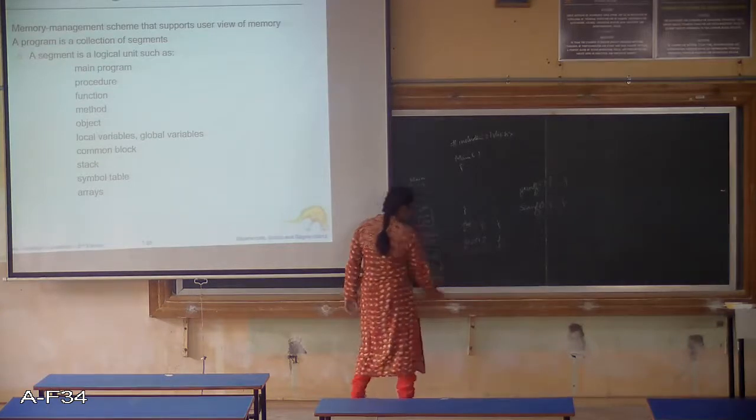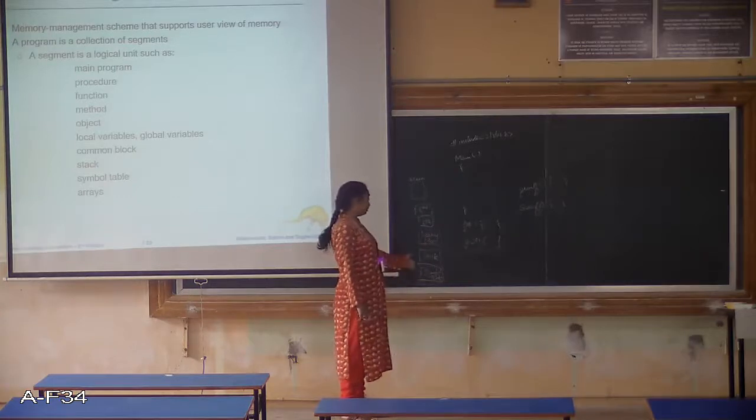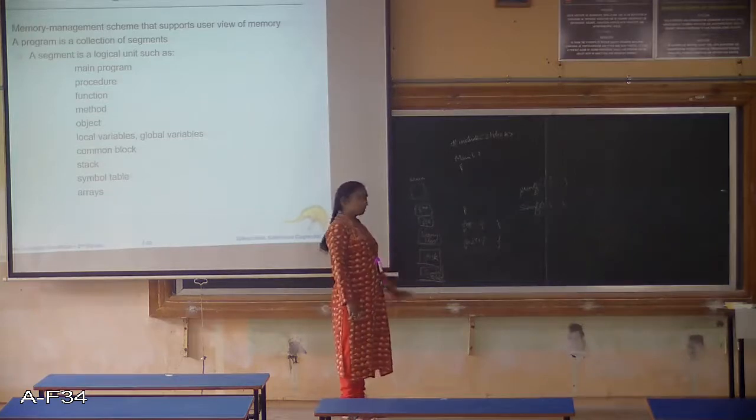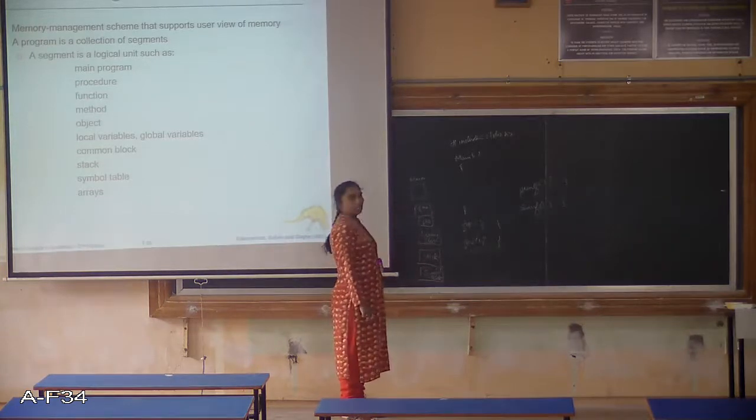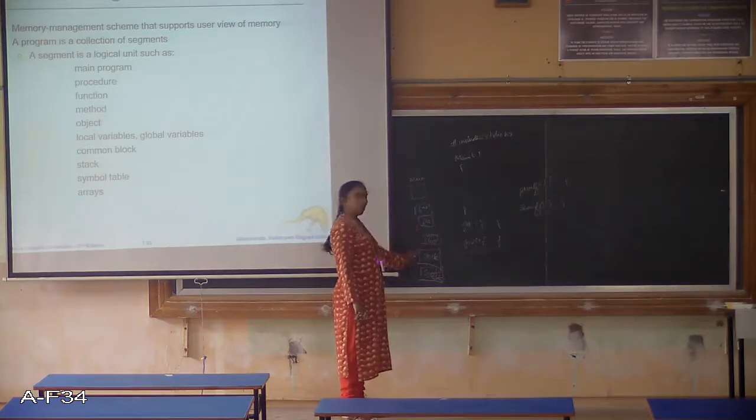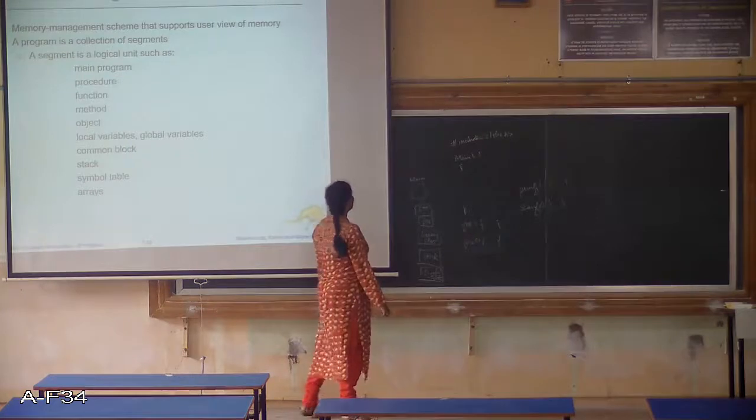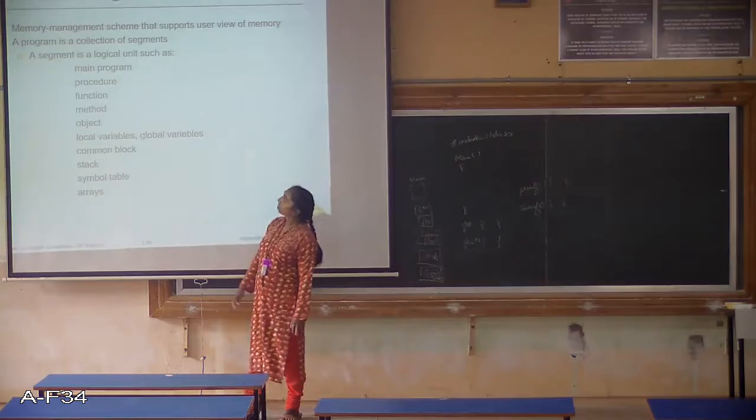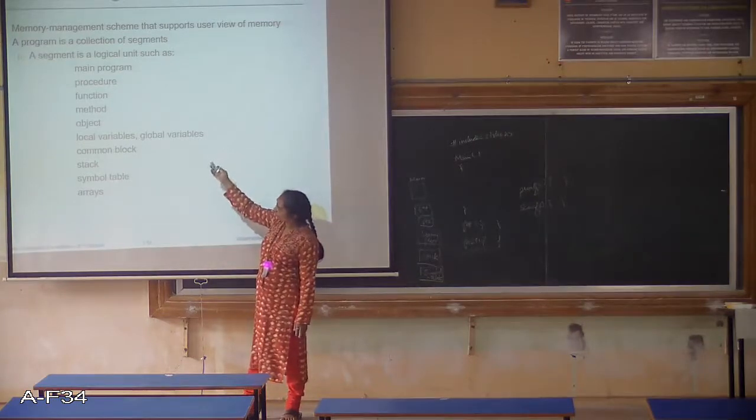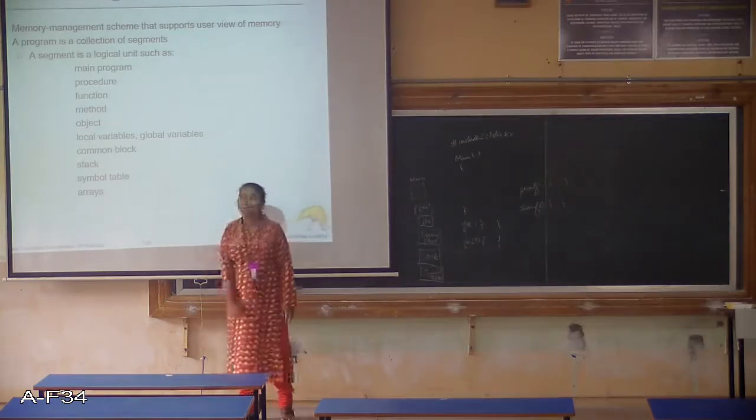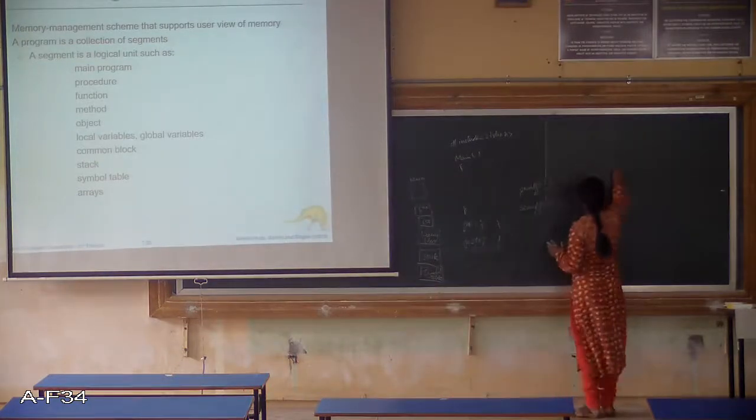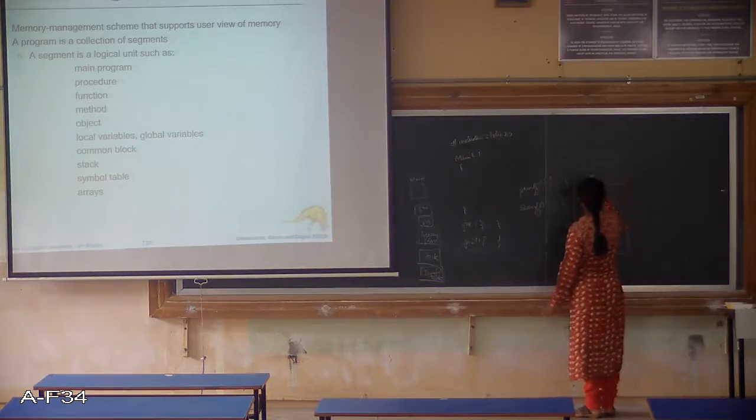What is symbol table? Symbol table is the table for the variables that you have declared. Each of these symbols will have an address and it will have a value stored in that address. So that is a symbol table. So all these are different modules of your program or your process, and we see them as subroutines or segments. So segment is a logical unit such as main program, procedure, function, method, object, local variables, global variables, common block, stack, symbol table, and arrays. If you consider a C program, the C program itself has memory.